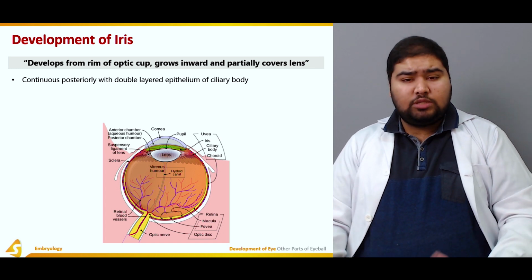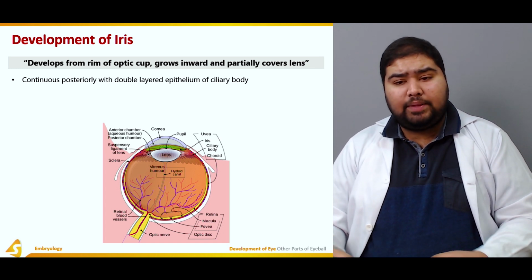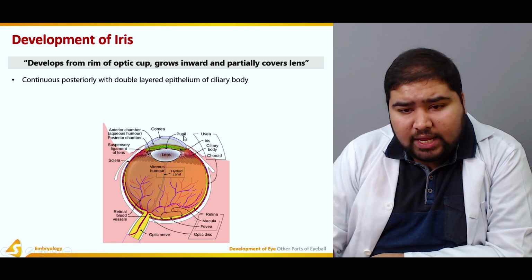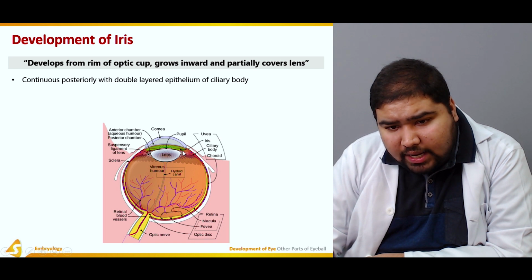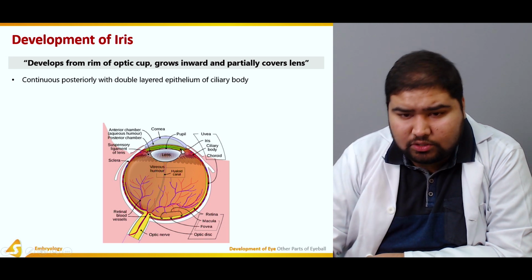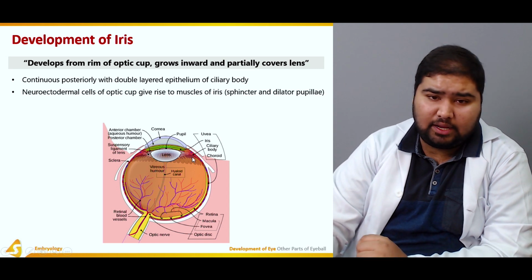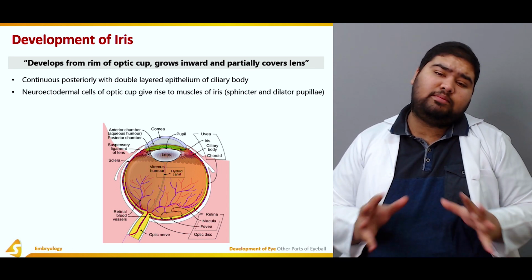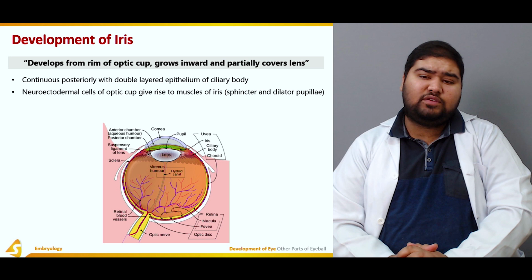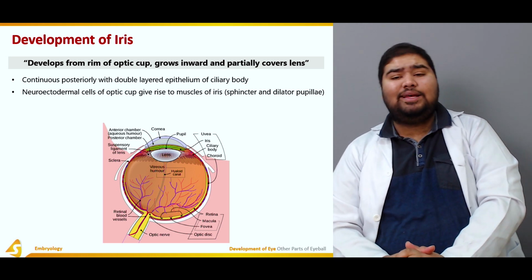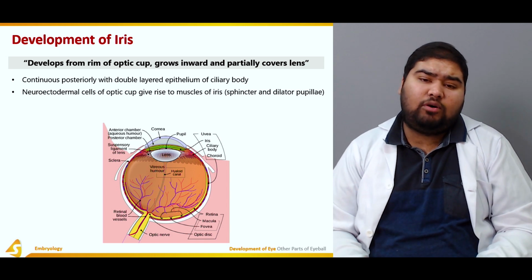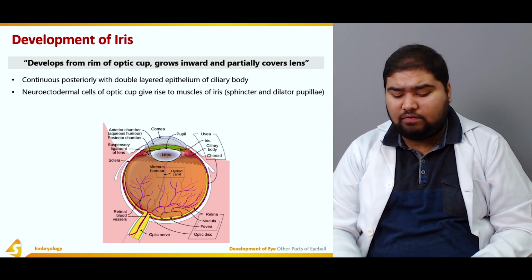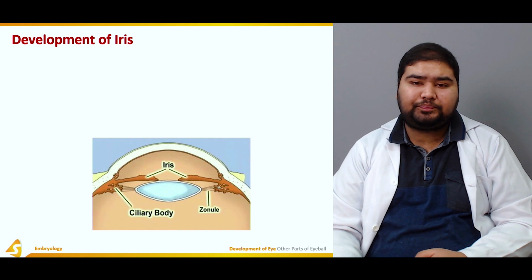It is continuous posteriorly with the double layer epithelium of the ciliary body. Here you can see it is continuous posteriorly with the ciliary body. This in pink is the ciliary body and this in green is the iris, and it is continuous with the ciliary body. The neuroectodermal cells of the optic cup give rise to the muscles of the iris, which are the sphincter and the dilator pupillae.